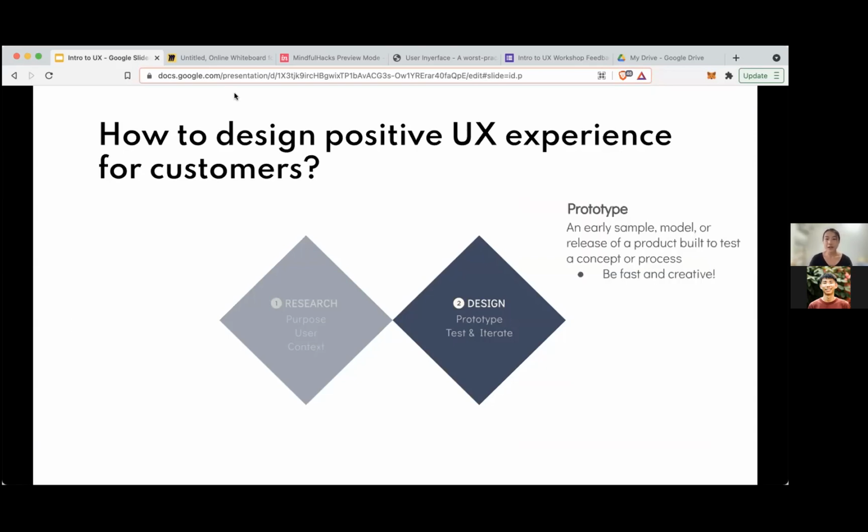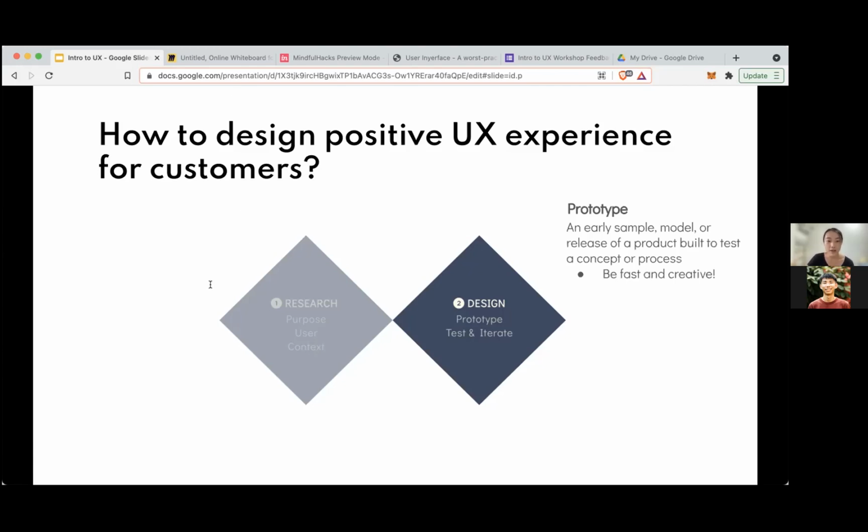So I know some of you might be wondering what a prototype is. A prototype is an early sample, model, or release of a product built to test a concept or process. In other words, it's something that you build to experiment and find out what's the best functionality and accessibility design for a product that can help you solve the problem. So this is a stage where we get our hands dirty. And the key here is to be fast and creative.